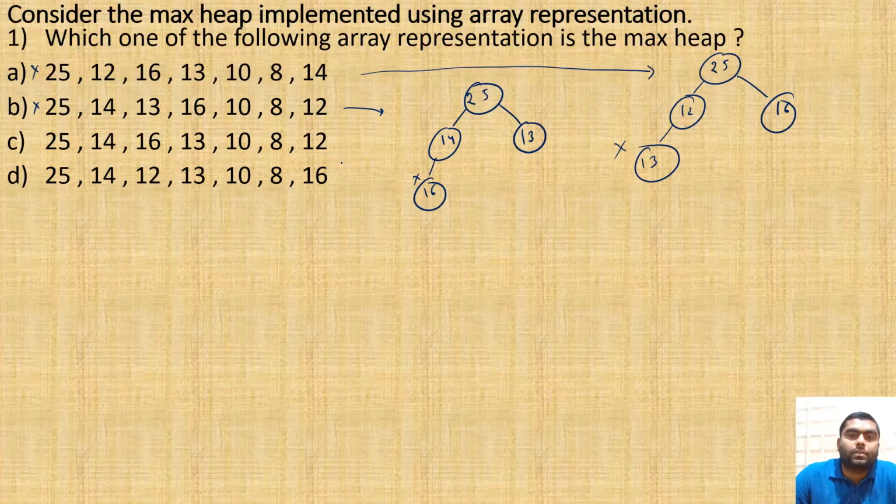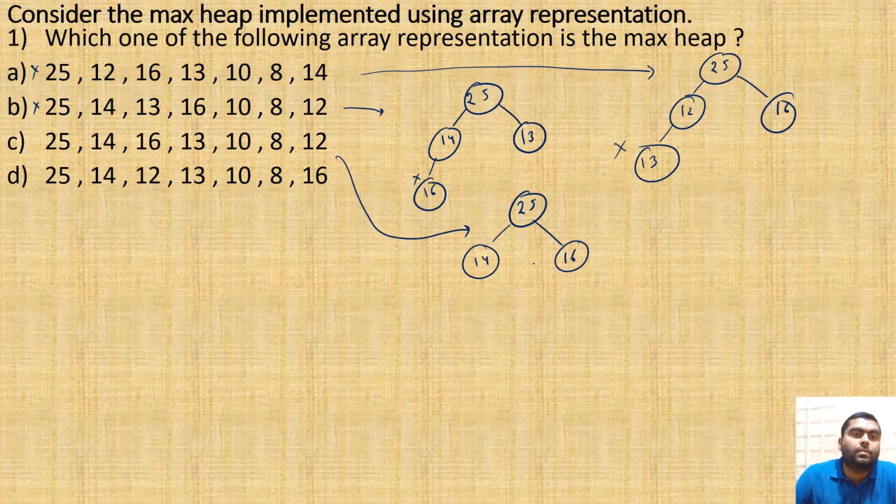Next is what? The third. So the third, this side. 25, 14, 16, so it is 14 and 16. 13, 10, so it is 13 and 10. Then 8, 12, so 8 and 12. Okay, it seems correct, because the max heap property holds: 25 is greater than both of these, 14 is also greater than its children, and 16 is also greater, so this is okay.